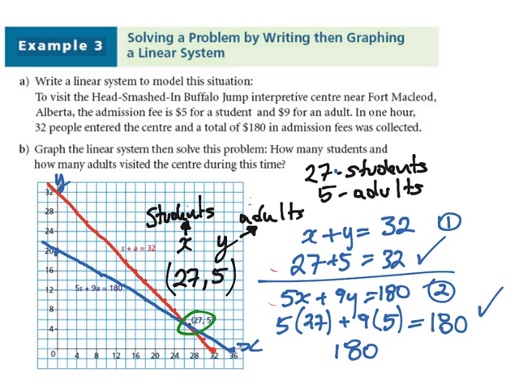Now suppose you decided to change the x and y variables, so that y would be the number of students and x would be the number of adults. Of course the graph would be different, but the solution would be identical. There would still be the same number of students, 27, and still the same number of adults coming to the center.